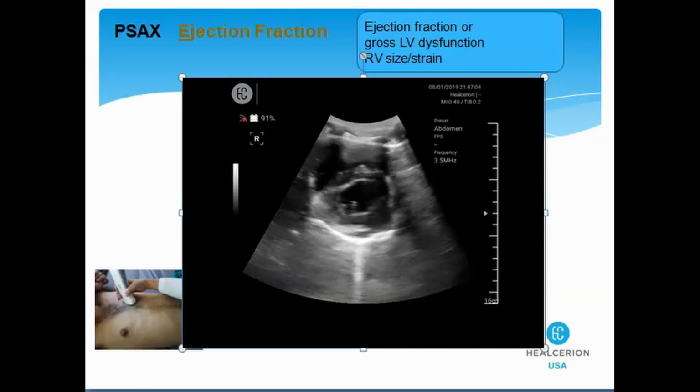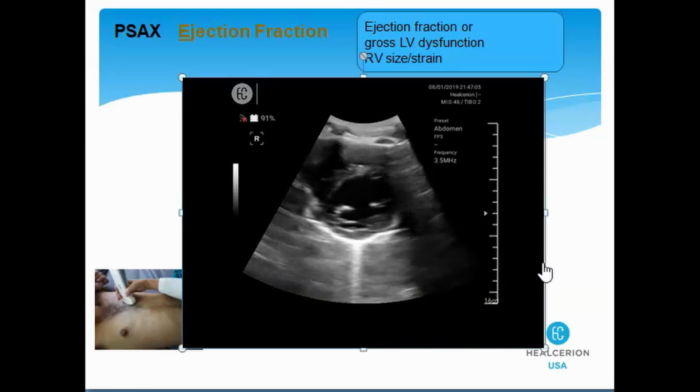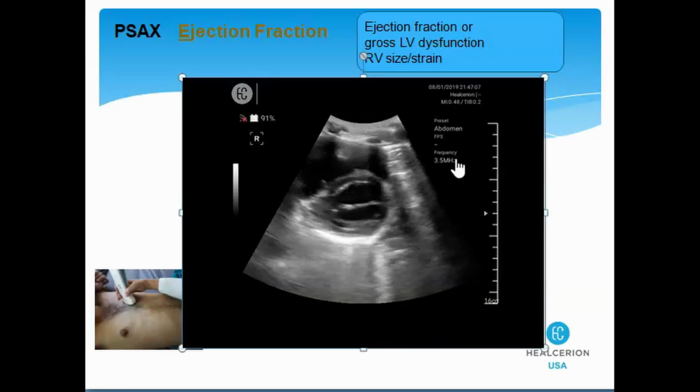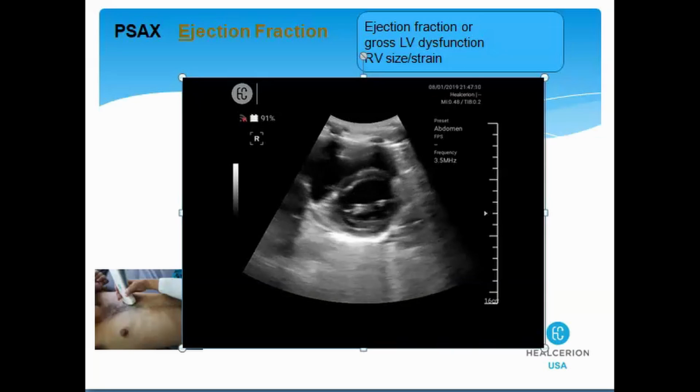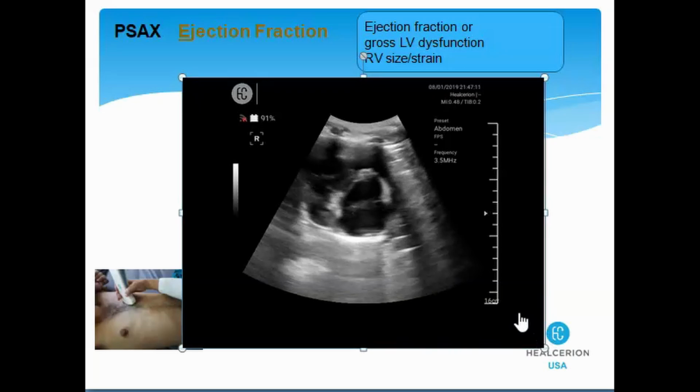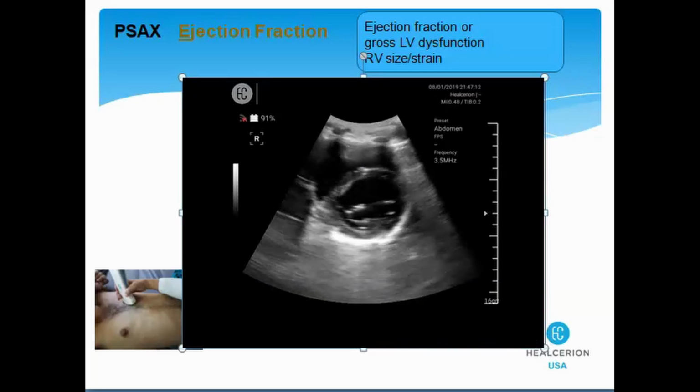So here is the video clip of the short axis view. Look at the mitral valves over here. Look at the entire left ventricle movement, the ejection fraction, and any abnormality in the surrounding region.